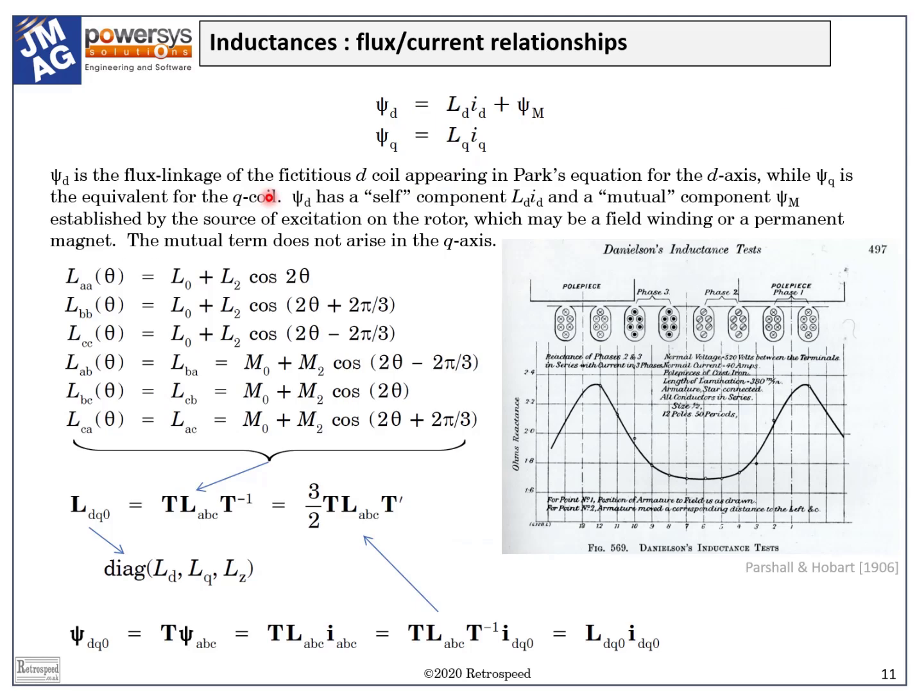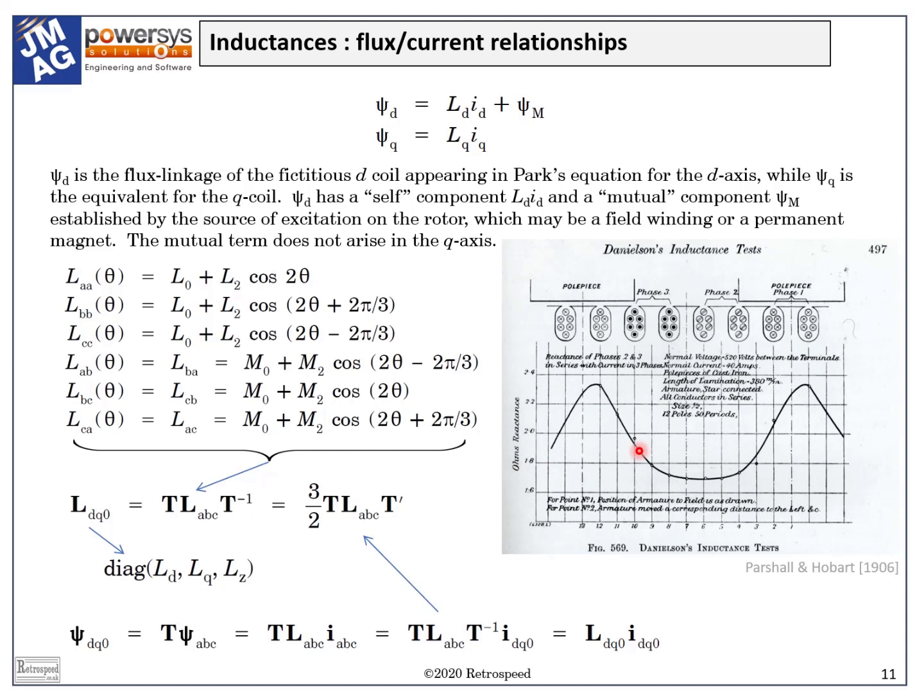The current flux linkage relationship is often expressed by inductance, and here on the left we have some simplified expressions for the self-inductances of the phases and the mutual inductances between them. Theta is the rotor position, and we can see very large variations. The inductances are nothing like constant. The graph on the right shows some of these inductances measured on a synchronous machine in 1906, so the problem has been known for a long time.